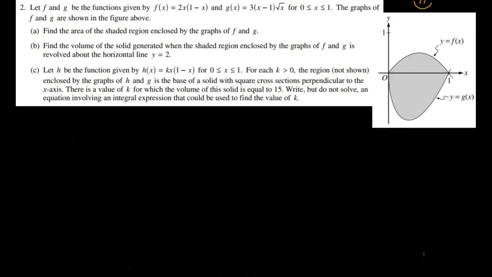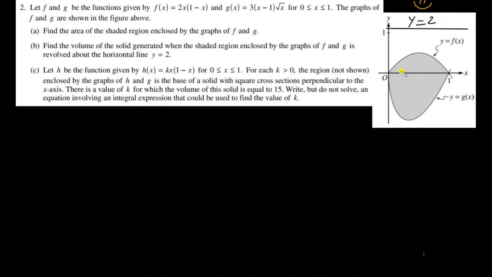So part B, find the volume of the solid generated when the shaded region enclosed by the graphs of f and g is revolved around the horizontal line y equals 2. Okay, so we'll start by sketching y equals 2. It's not going to be obviously to scale, but just for the sake of keeping it on the white space, I'm going to pretend it's right there. So we'll say that is y equals 2.